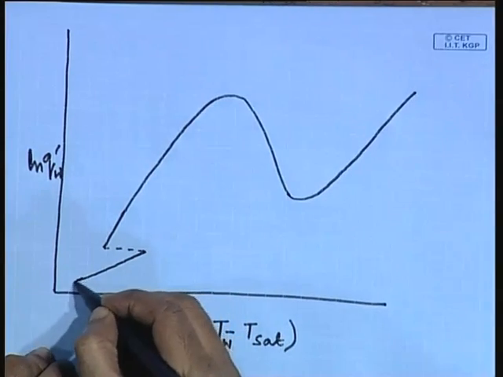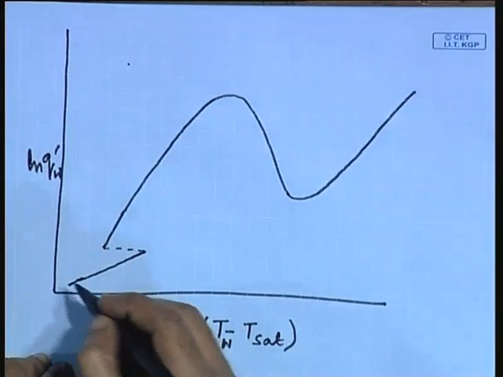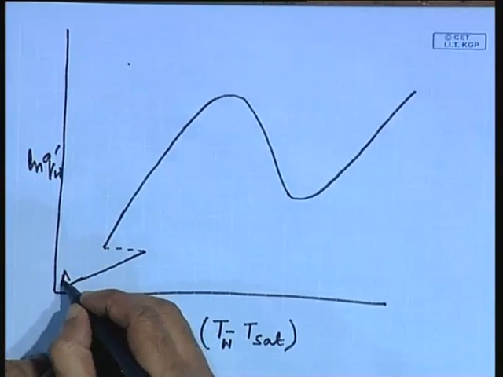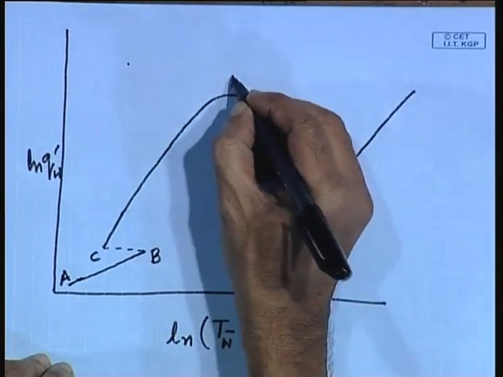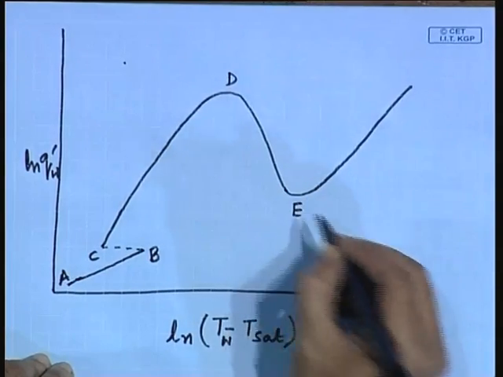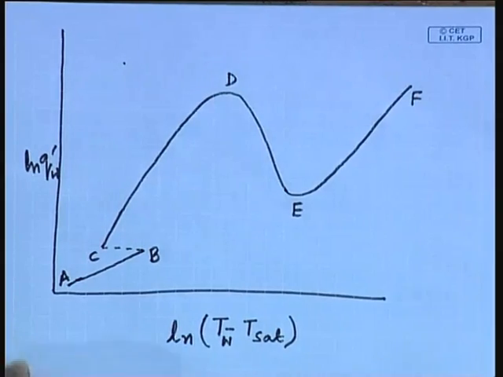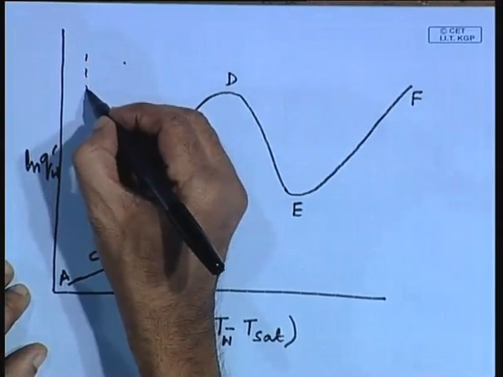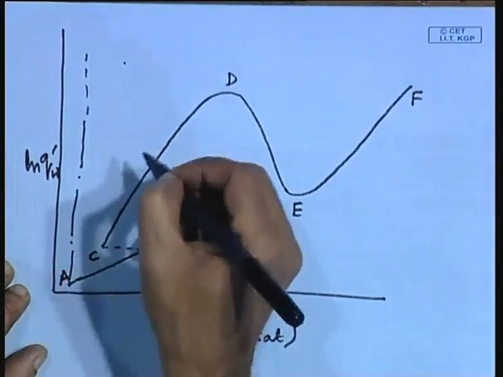So, this curve has got different regimes. Let us give some names. Let us say this is A, B, C, D, E, F. So, the different regimes of these curves, let us also give some name to these different regimes.